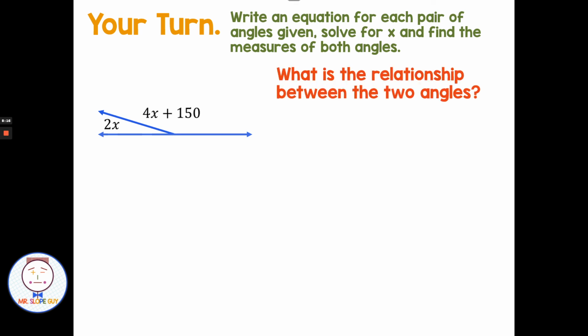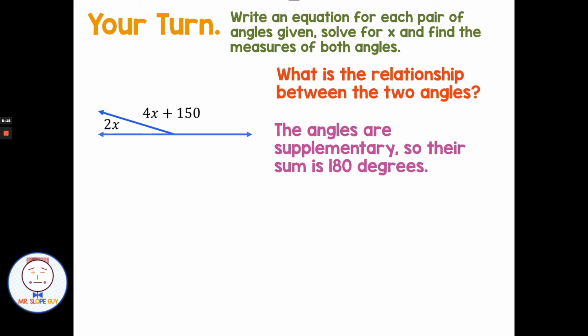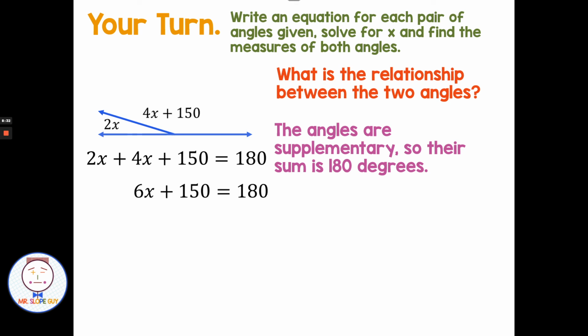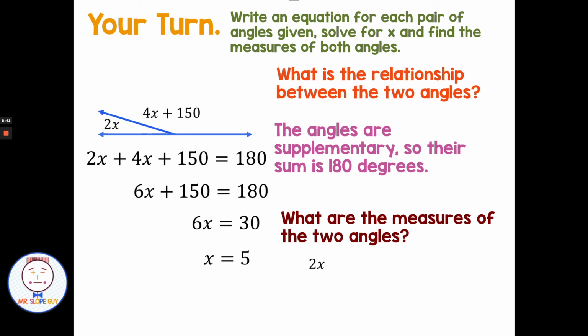All right, welcome back. We have supplementary angles. Supplementary angles add up to 180. So I have 2x plus 4x plus 150 equals 180. Combine like terms. Subtract 50 from each side, divide by 6. X is 5. Substitute in for both my expressions. I get one measure is 10 degrees, and the other is 170.